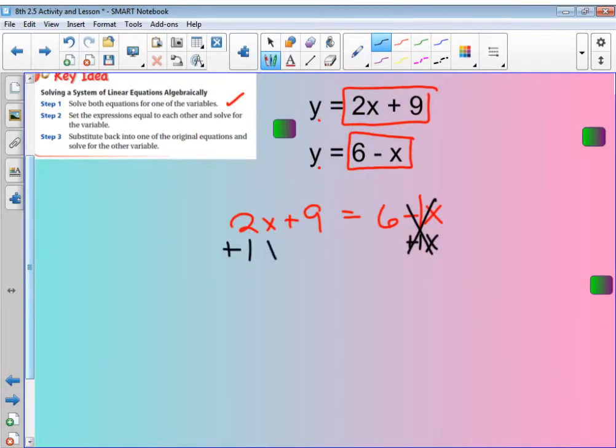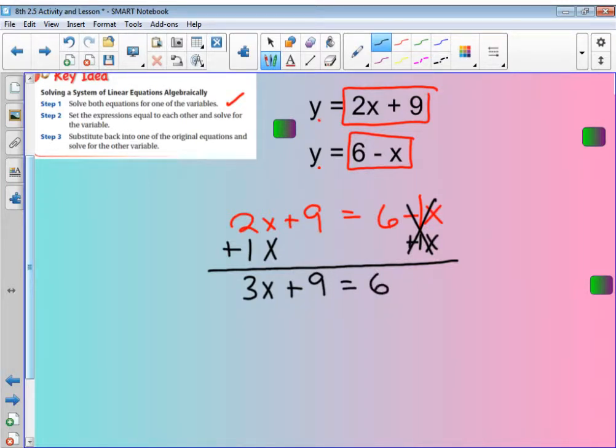Plus 1x. And remember, it doesn't matter which x you move in most cases. It's just preference. If I have a negative over a positive, I'll get rid of the negative because I know when I go to the other side, it does the opposite. Okay, so now I've got 2 plus 1 is 3x plus 9 equals 6. So now I'm to a two-step equation.